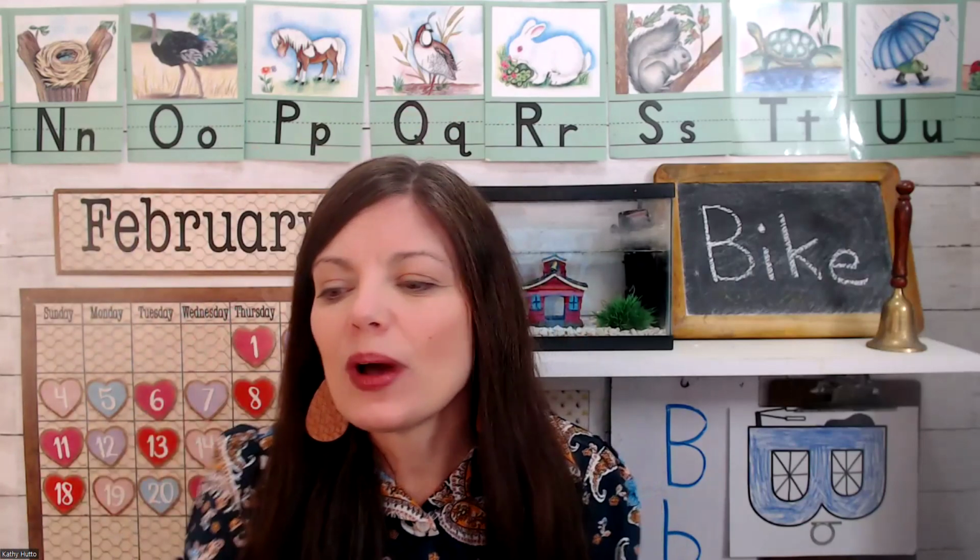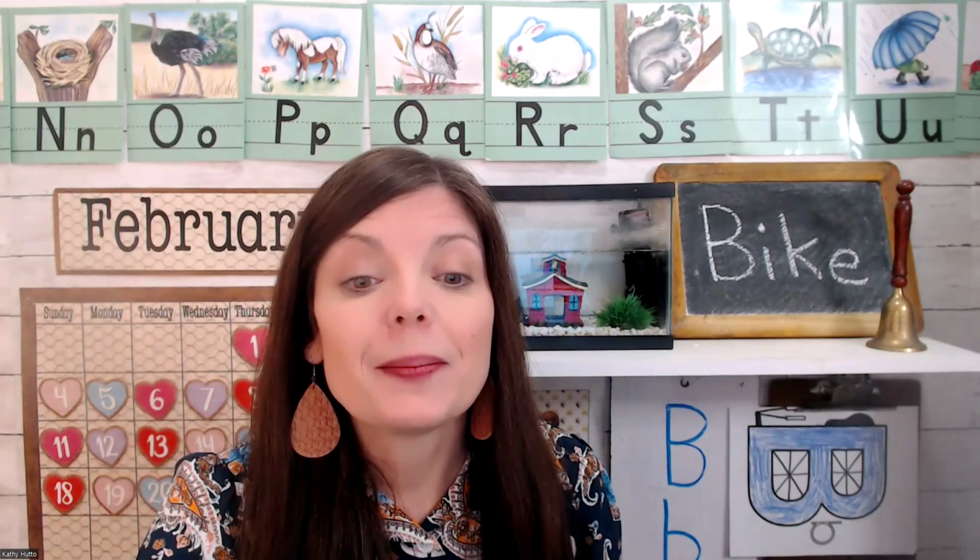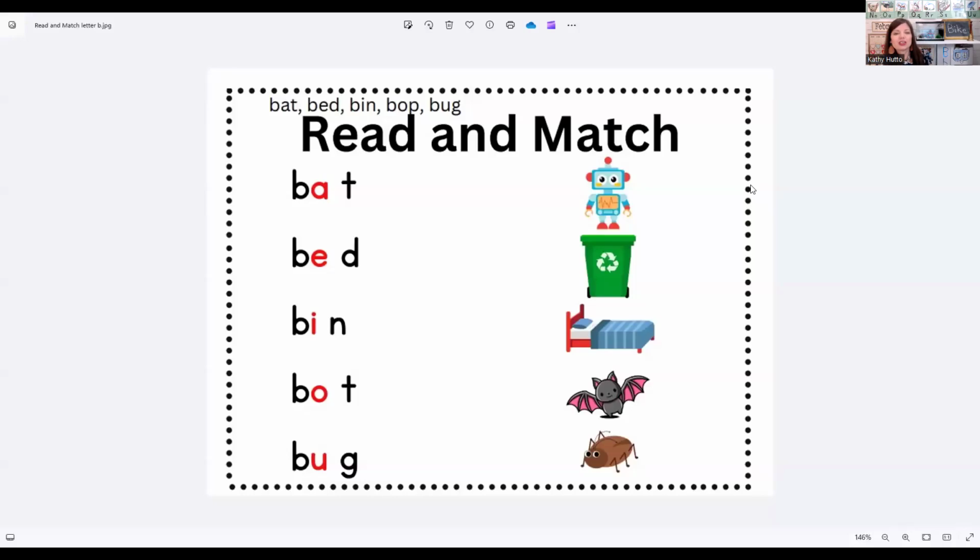Well, now that we know what letter B sounds like, let's use that sound for b, b, b, blending. Can you help me sing the vowel song? A, E, I, O, U. A, E, I, O, U. A, E, I, O, U. These are the vowels.